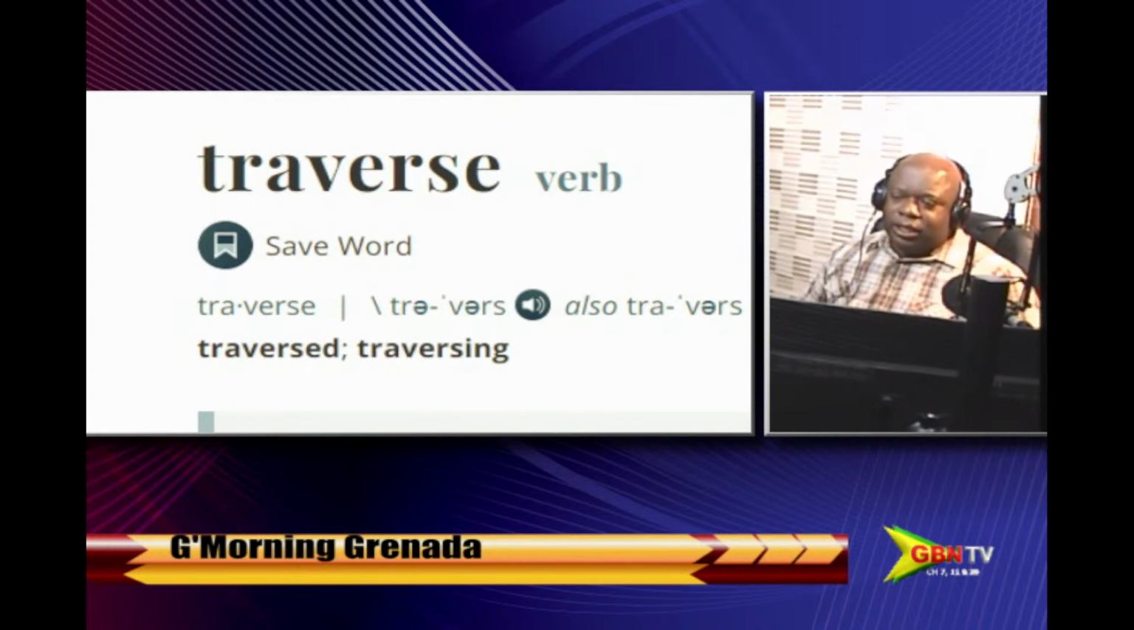Or it can mean to move back and forth, to swivel, or to climb at an angle in a zigzag course. This can be used laterally. So the word of the day, traverse, is a verb, and it defines moving across an area.